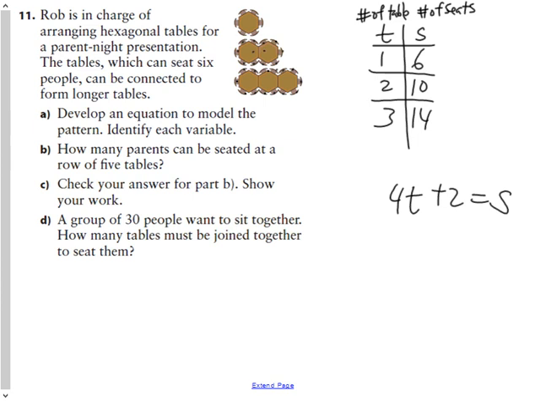How many parents can be seated at a row of 5 tables? You would substitute 5 for your number of tables, and the answer would be 22. And a group of 30 people wants to sit together. How many tables? You put your 30 right there. 4t equals 28. t equals 6. No, sorry, 7.